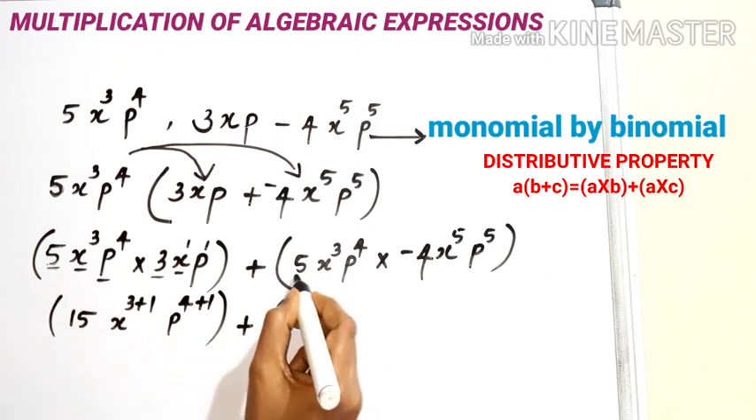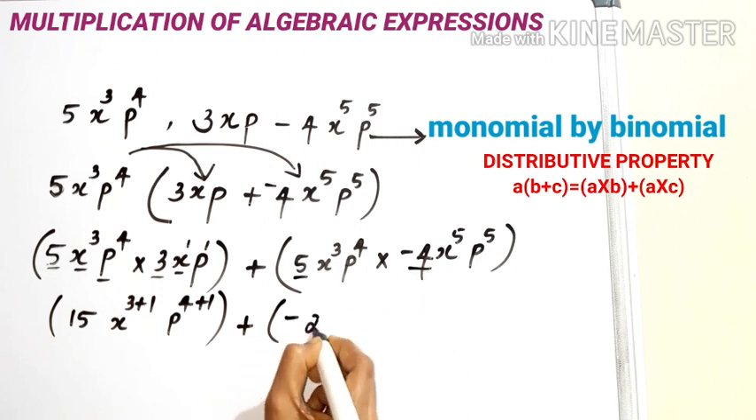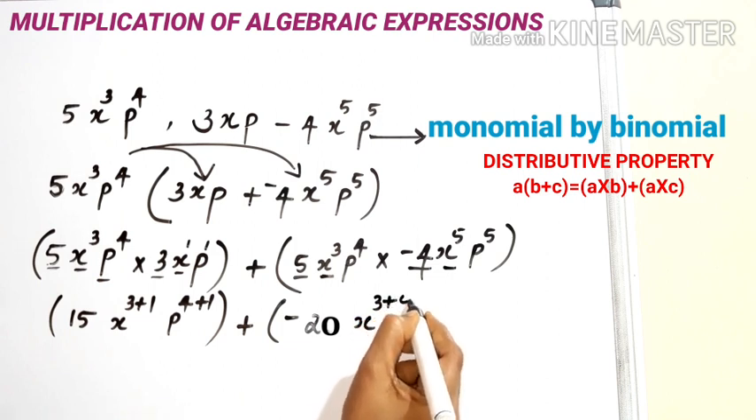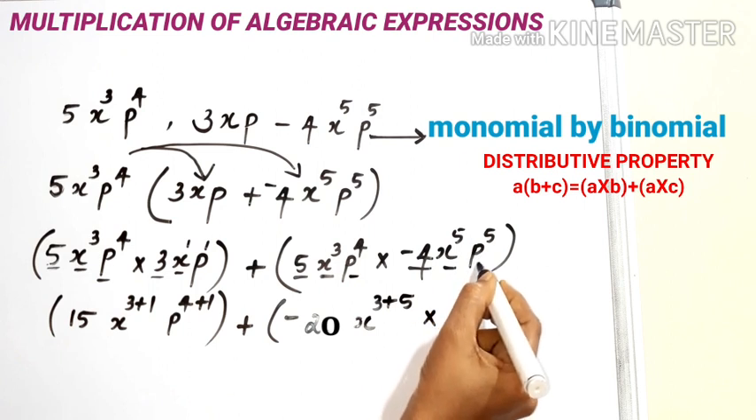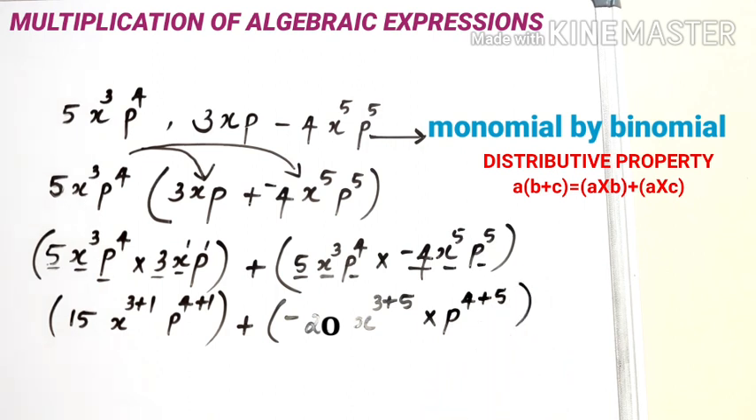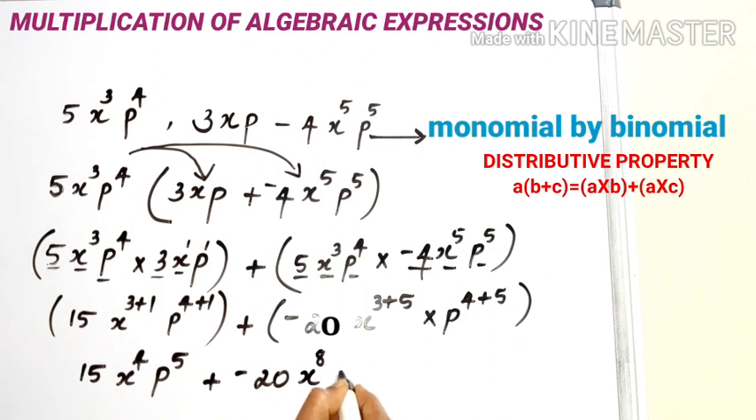Plus second bracket 5 into minus 4, minus 20, right? Then x^3, x^5, x^(3+5), right? Into p^4, p^5, p^(4+5). Okay? Listen, children, 15 x^(3+1) p^(4+1) equals 15x^4 p^5 plus minus 20x^8 p^9. So answer is ready. 15x^4 p^5 minus, or plus minus, 20x^8 p^9.